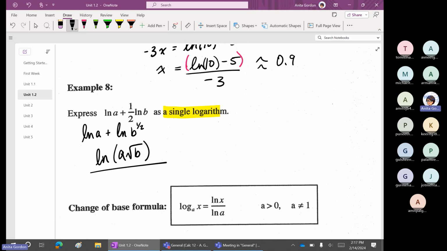When we are combining things, please make sure to remember that coefficients become exponents first, and then combine.